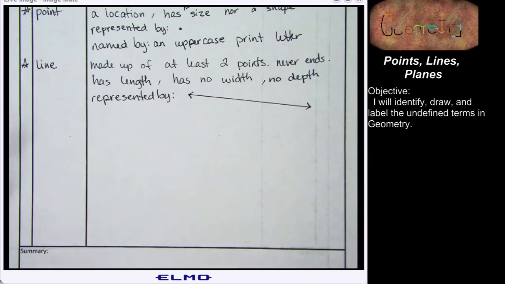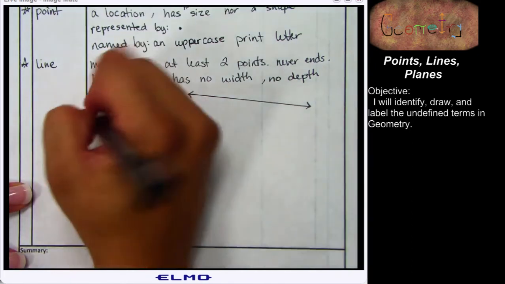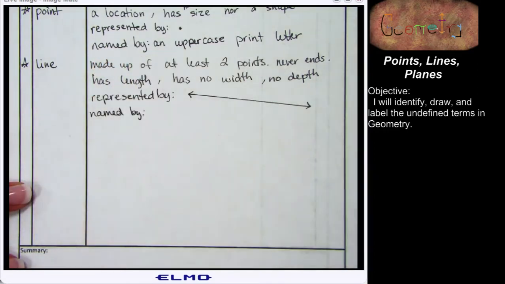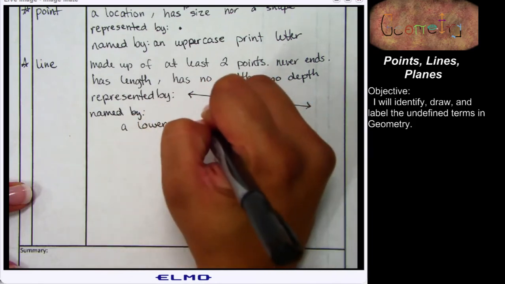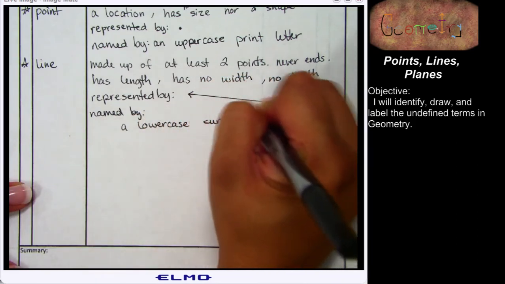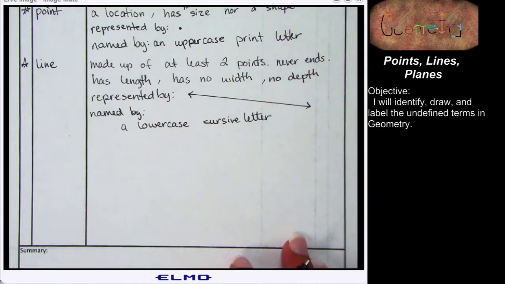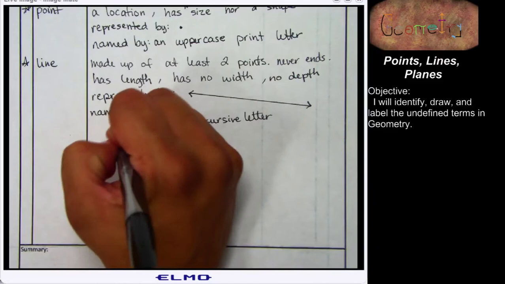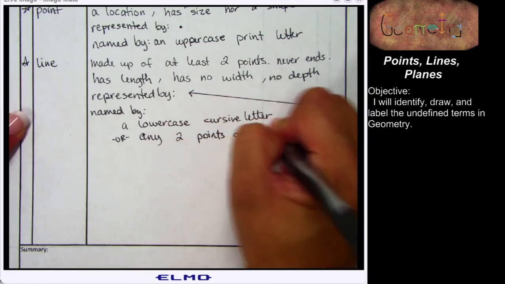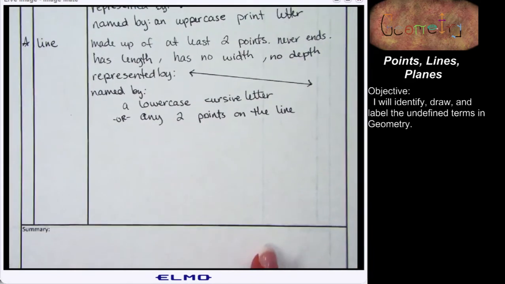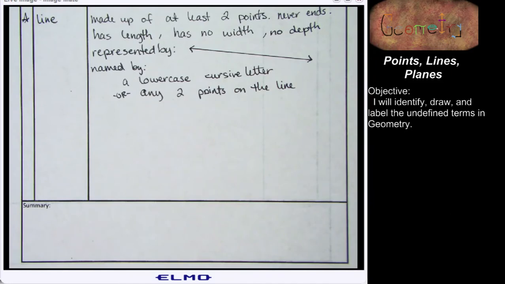And because we're going to be drawing more than one line, and we need to be able to talk about the line and give it its name, we have two ways to name lines. The first way is a lowercase cursive letter. Again, any letter you want, but it must be lowercase and it must be in cursive. If it's not lowercase and cursive, it's not the name for a line, it's something else. Or you could use any two points that are on the line. Whatever two points you want to use, as long as they're on the line, and you can put them in any order, you can use that to name the line.